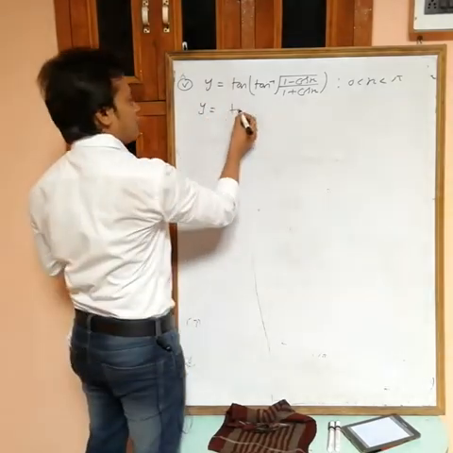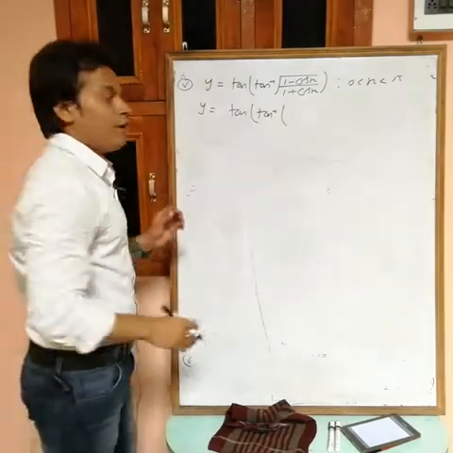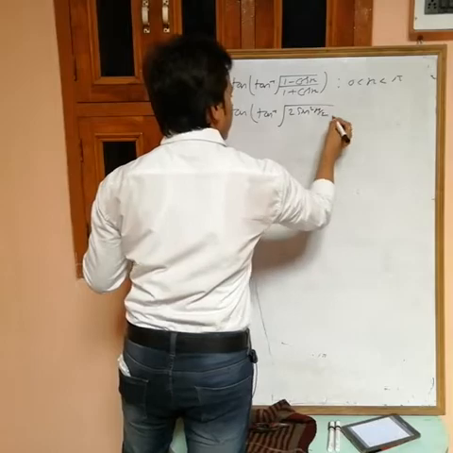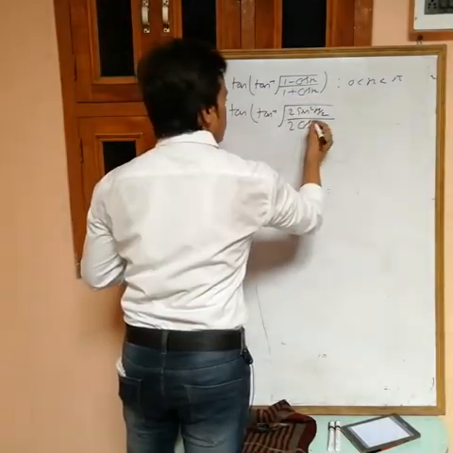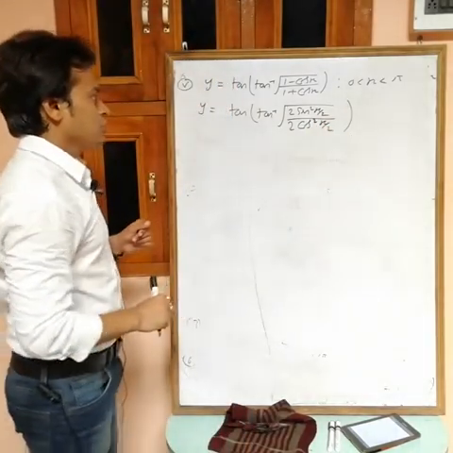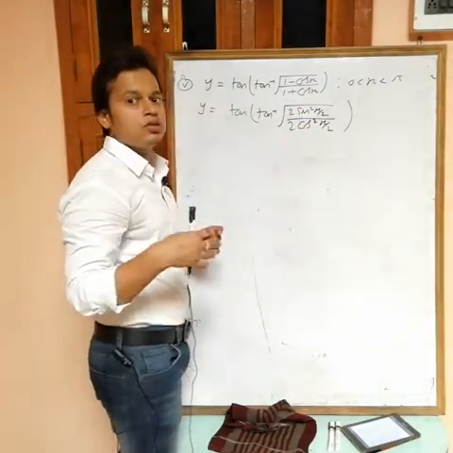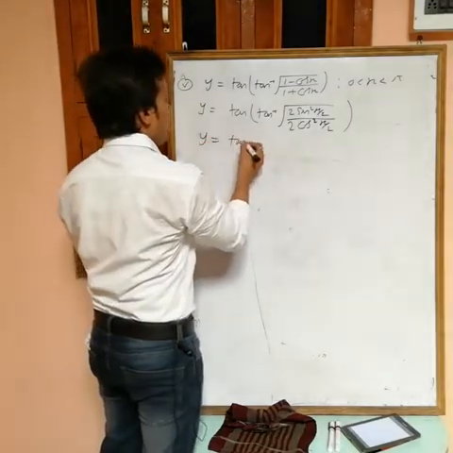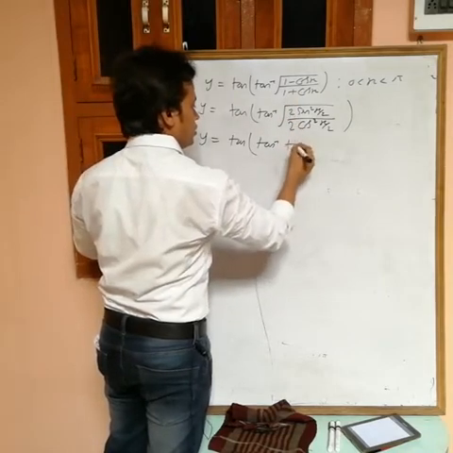How to simplify? Tan of tan inverse. Now 1 minus cos x can be written as 2 sin square x by 2, and 1 plus cos x is 2 cos square x by 2. We have this formula. The 2 cancels out. Sin square by cos square is tan square. Root over tan square is tan x by 2. So y equals tan of tan inverse of tan x by 2.